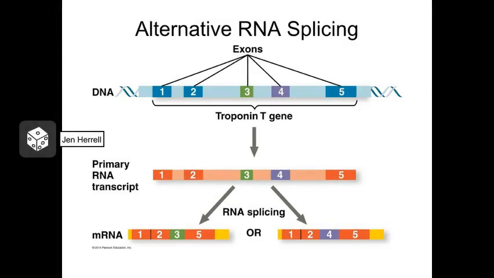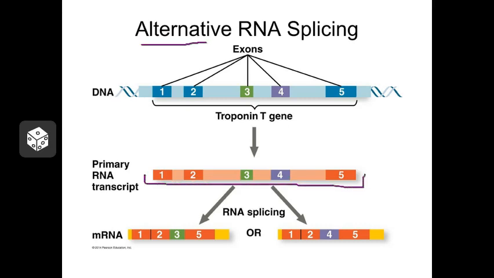Before translation can occur, the cell needs to decide specifically which protein it wants to make from that transcript. It can do that using that process that we discussed in the last chapter, called alternative RNA splicing. In alternative RNA splicing, the cell decides which little sections of the transcript are going to stay in and which sections are going to be cut out.